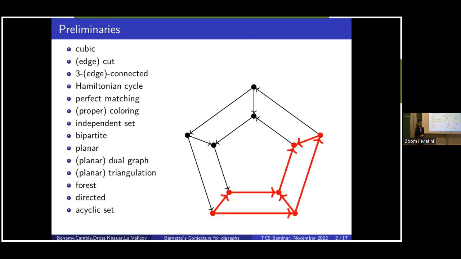And in the directed setting, there's also a generalization of this notion of forest. A forest in an undirected graph is a graph without cycles. So in a directed graph, it will be a graph without directed cycles. Of course, here the underlying graph may contain undirected cycles. And now with this notion of an acyclic set, you can get to dicoloring, which is a partition of your directed graph into acyclic sets. All right, so these are the little reminders that I wanted to give before getting into the main subject.